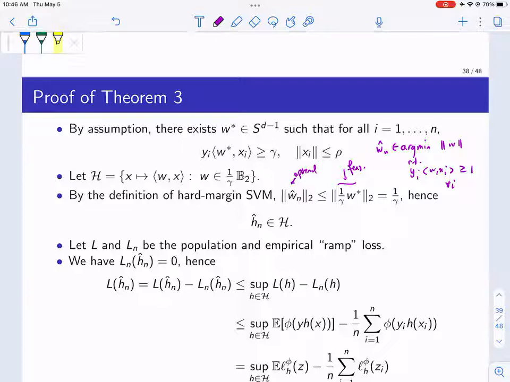So with that, the hard margin SVM belongs to this function class. It's the W hat, and it's like this. Let's say not minimizing, but just that the hard margin SVM belongs to that class.